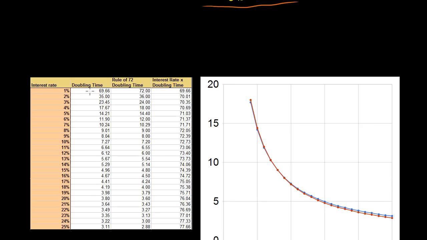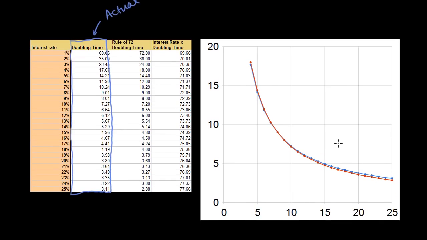So this is the actual, this is the correct number right here. And I'll do this in blue. That right there is the actual. And I plotted it here too. If you look at the blue line, that's the actual. So I didn't plot all of them. I think I started at maybe 4%. So if you look at 4%, it takes you 17.6 years to double your money. So that's that dot right there on the blue.